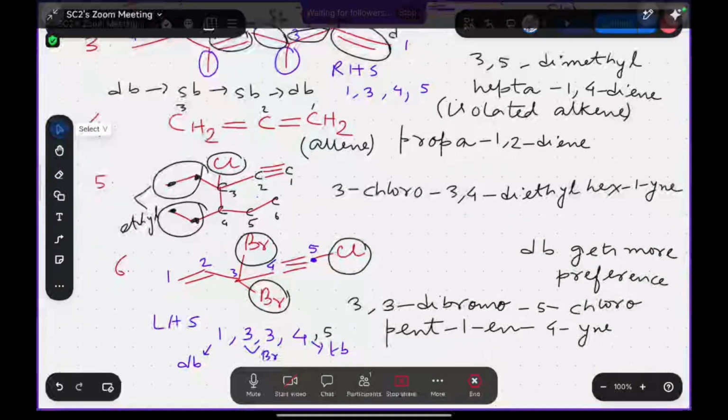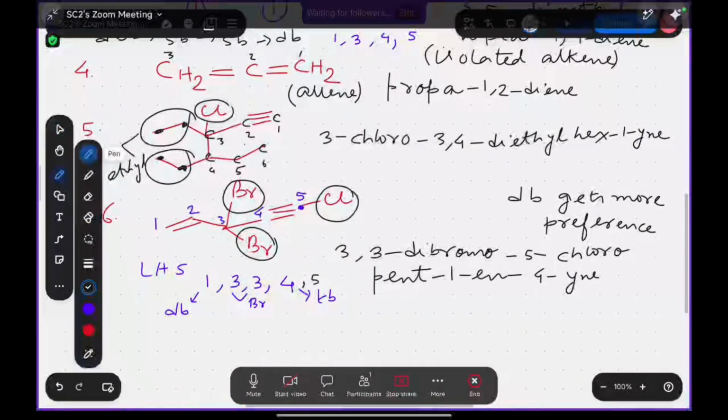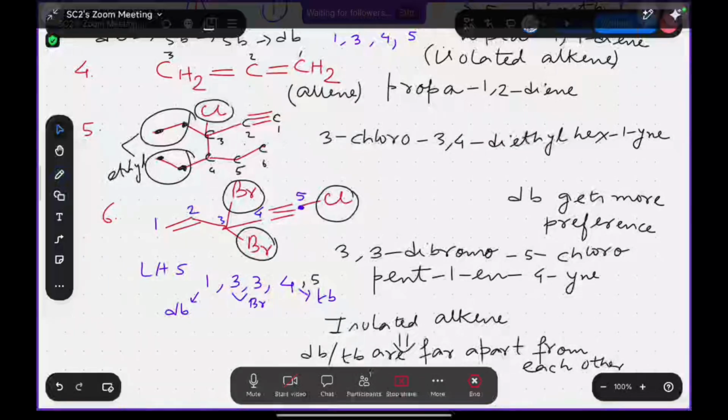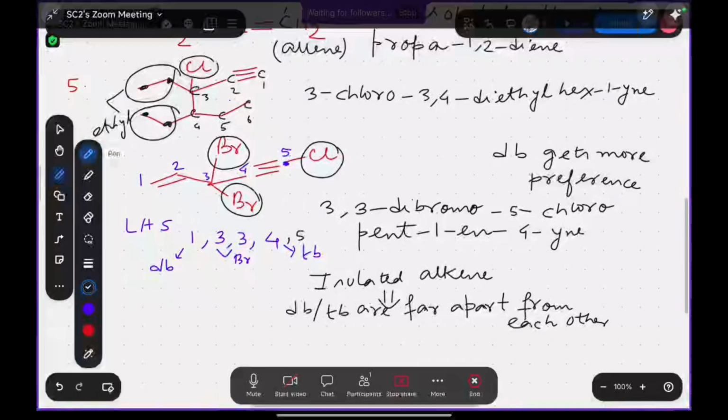Now let me give you another example of an isolated diene. Isolated alkene. What is the meaning of this? Isolated alkene means the double bonds or the triple bonds are far apart from each other. They are not at all together. They are far apart from each other and are separated by many single bonds in between.